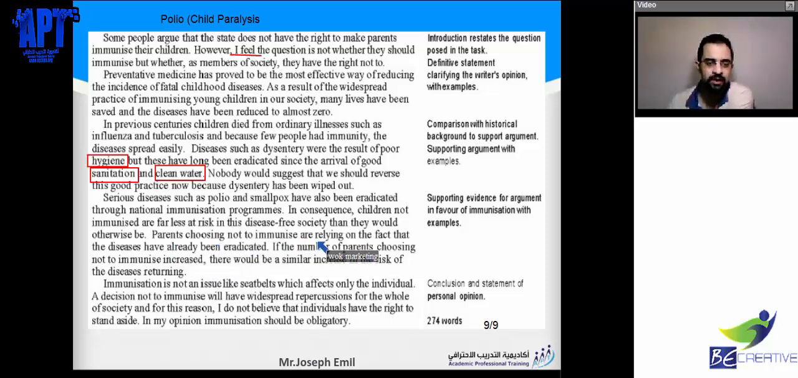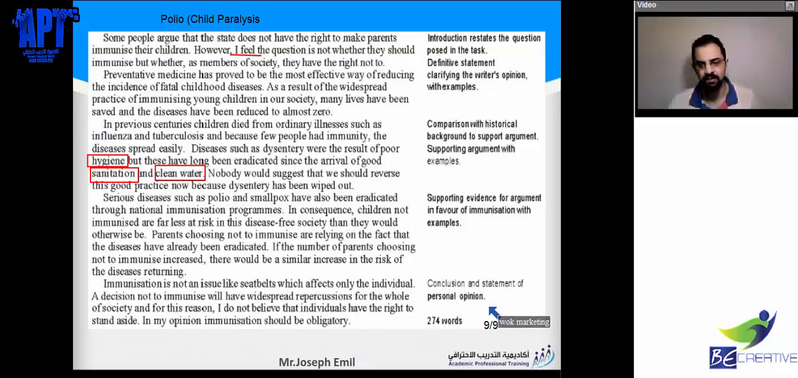Parents choosing not to immunize are relying on the fact that the diseases have already been eradicated. If the number of parents choosing not to immunize increased, there would be a similar increase in the risk of the disease return. This is a powerful point as well, supporting evidence for argument in favor of immunization with examples. Immunization is not an issue like seatbelts, which affects only the individual. A decision not to immunize will have widespread repercussions for the whole of society. And for this reason, I do not believe that individuals have the right to stand aside. In my opinion, immunization should be obligatory.